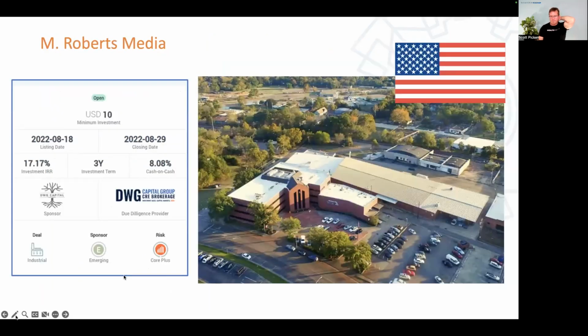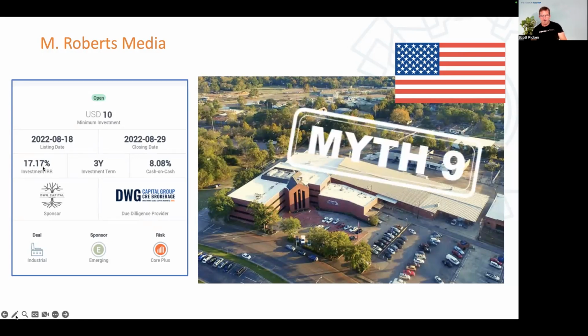And then you've got Mac Roberts Media. This again was an industrial logistics deal in America, and this was done with the DWG group. And even though Judd Dunning has incredible experience and his team has incredible experience, the company is less than 3 years old, so it's an emerging category. But this was a deal we did with an 8% cash on cash and a 17% IRR.